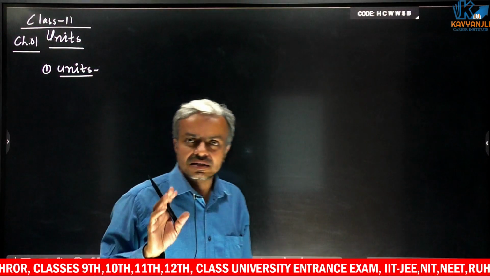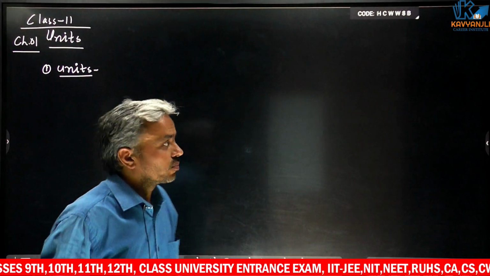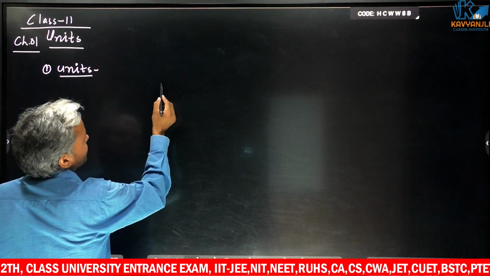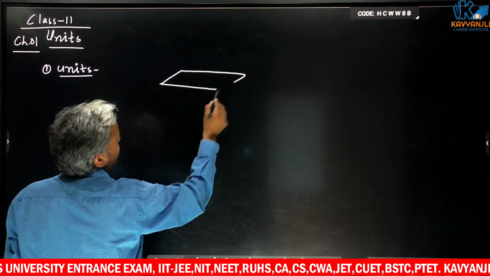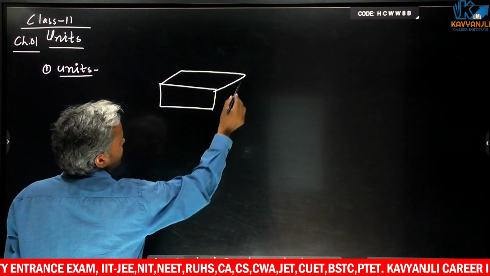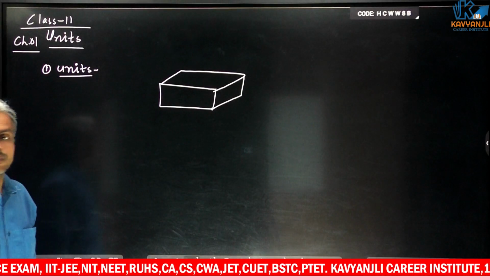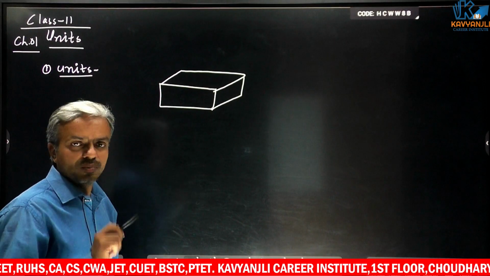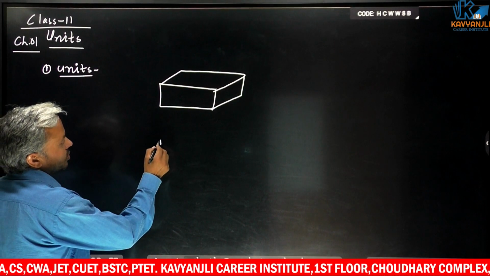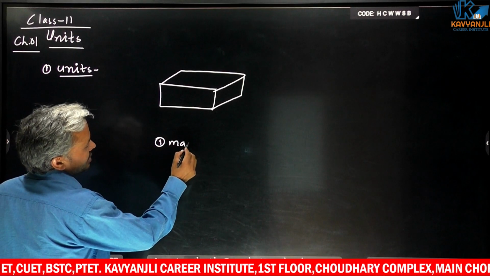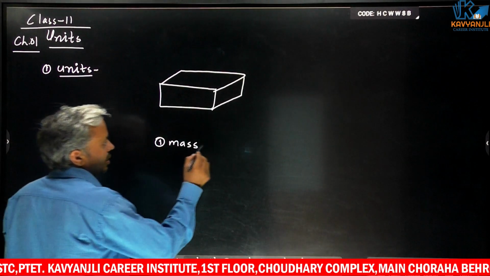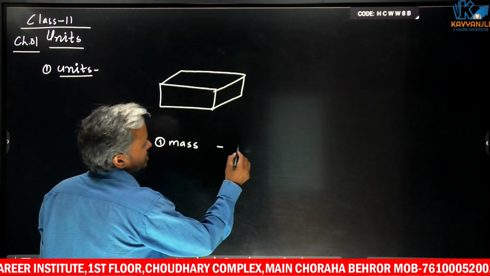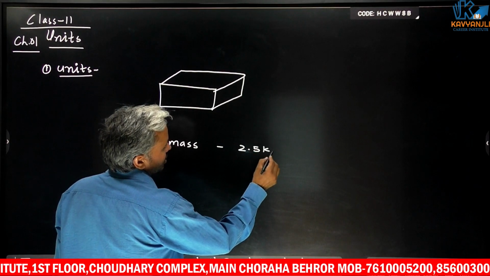तो first we understand कि यूनिट्स कहाँ आती हैं। तो कोई भी ऑब्जेक्ट जो फिजिकल ऑब्जेक्ट है, let us say we have a box. अब इस बॉक्स को हमें मेजर करना है। क्या मेजर करना है इसका? What we want to measure. So first we can measure its mass. Let us say if a person measures its mass and its mass is 2.5 kg.